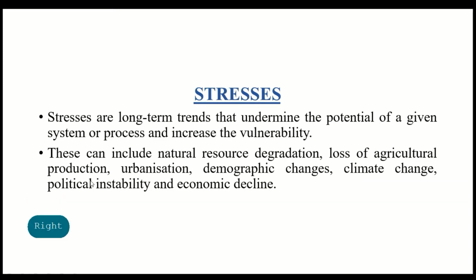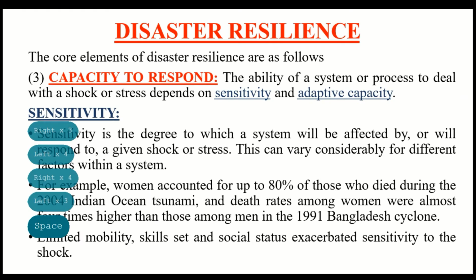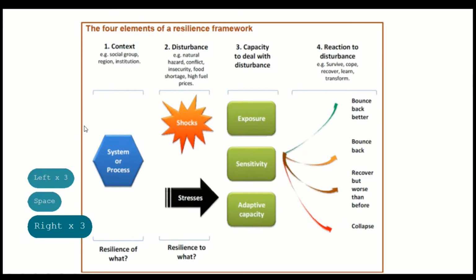Then moving on to stresses, the examples provided are natural resource degradation, loss of agricultural production, urbanization, climate change, political instability, economic decline. All these are long-term trends that undermine the potential of a given system or process and increase the vulnerability. All these come under stresses. Okay. Then the next core element is capacity to respond. It includes two terms, sensitivity and adaptive capacity.